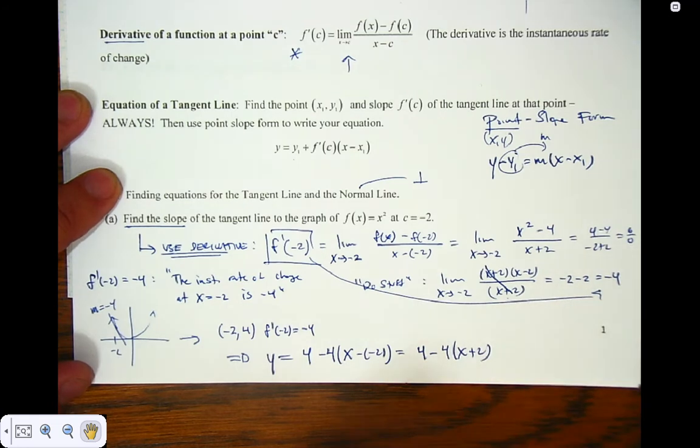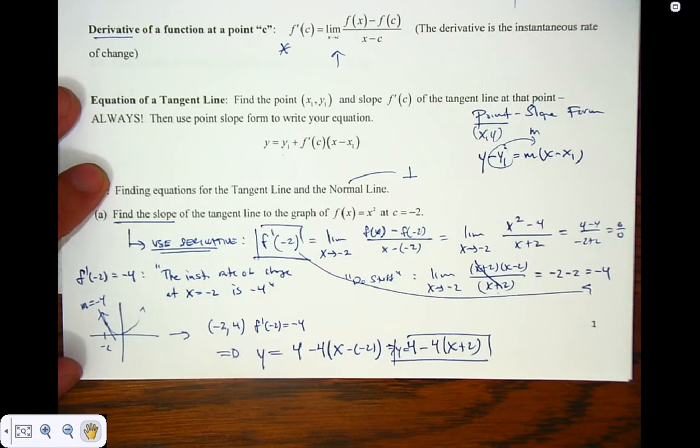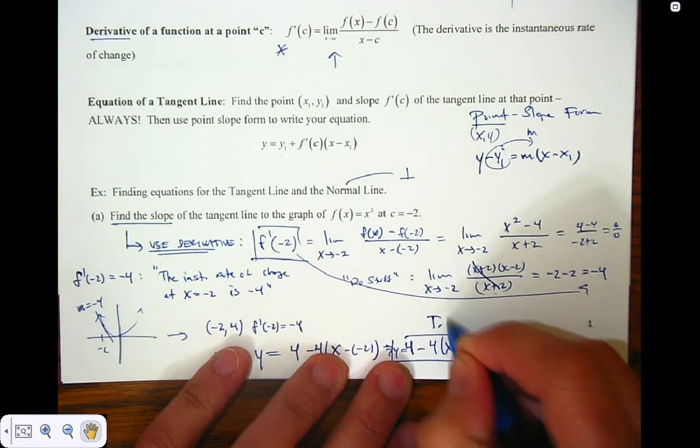And you guys can leave it like that. Okay? And so we have y equals that. That is our tangent line. Okay? So I'm going to abbreviate that as tangent line.